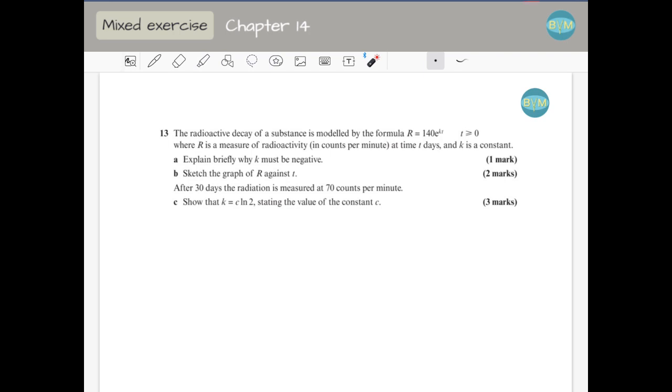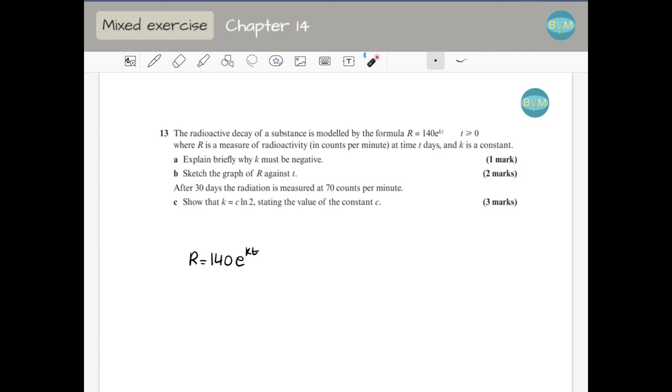Hello, this is question 13 on your mixed exercise 14. The radioactive decay of a substance is modeled by this formula. So we have an exponential: R equals 140 e to the power of kt, t is greater than or equal to 0, where R is a measure of radioactivity in counts per minute at time t days and k is a constant. Explain briefly why k must be negative.